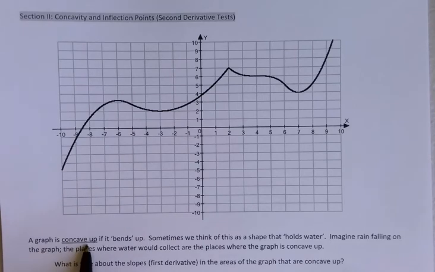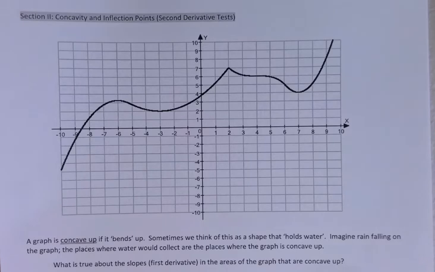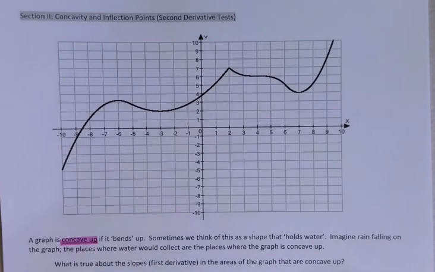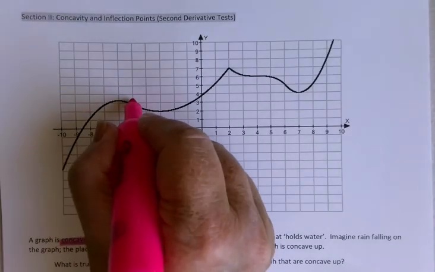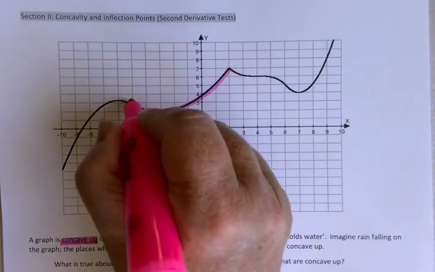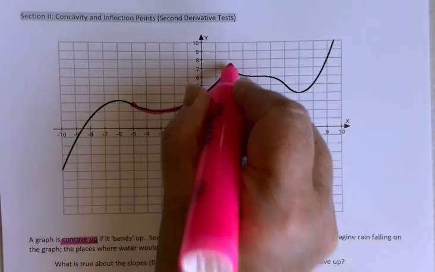A graph is concave up if it bends upward. Sometimes we think of it as a shape that holds water. If you imagined rain falling on this graph, what areas would the water collect in? Those are the areas where the graph is concave up. So if I were to try to mark those areas on my graph, I'm going to say that roughly from about here all the way to here, I would have an area where the graph is concave up.